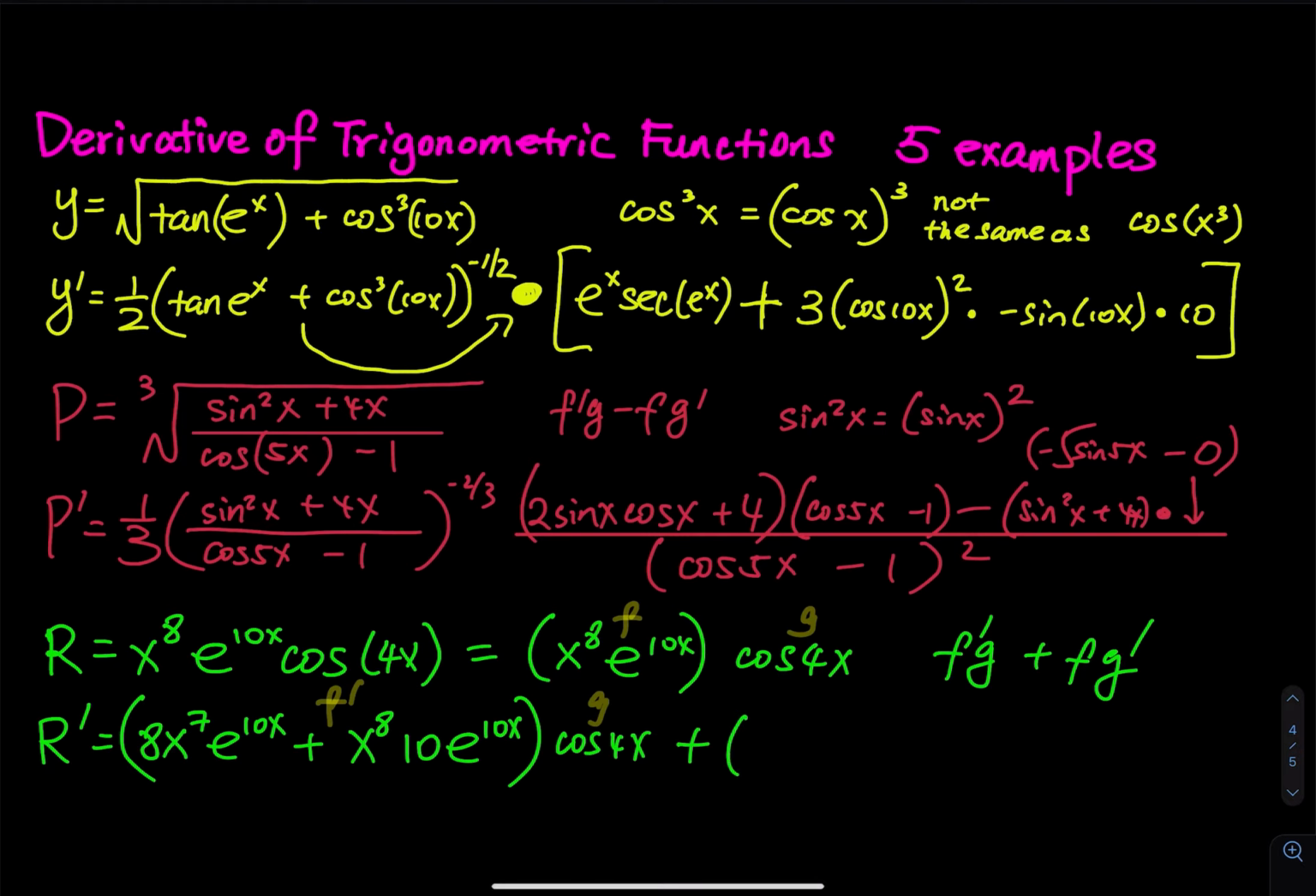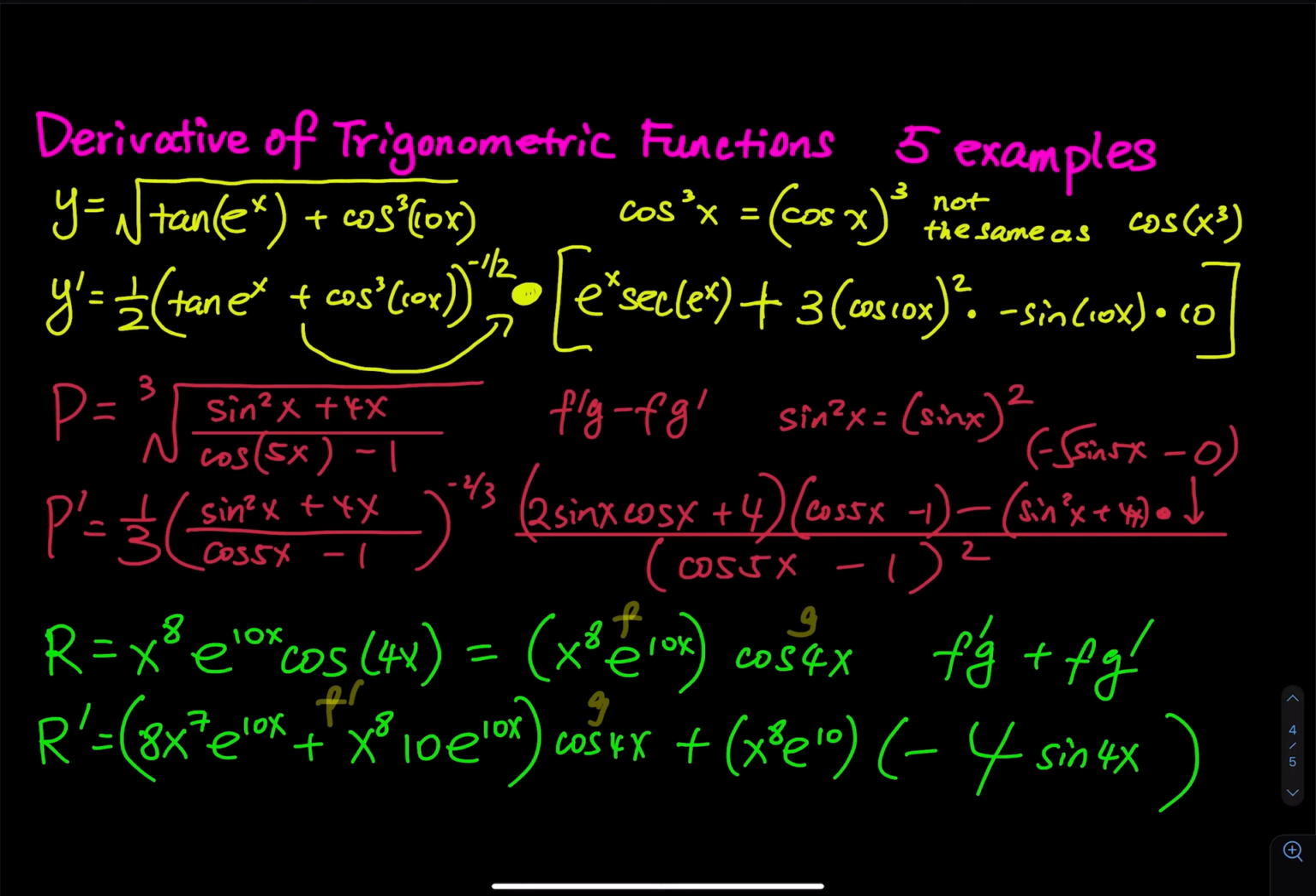So you copy this, x to the 8th power, e to the 10x. g prime, this is easy, negative sine of 4x, and then there is a big 4 in front. The only simplification I will do is I will take care of this plus and this minus. That's it. I won't do anything else because that is unnecessary. Okay, 2 more to go.